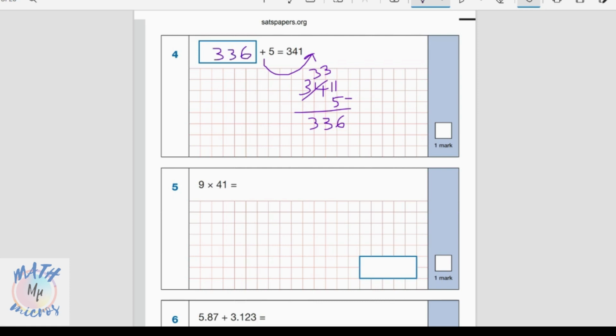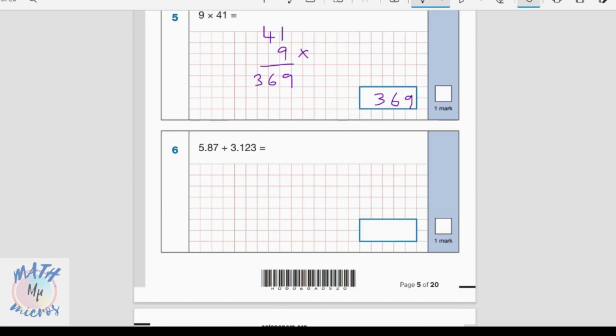Alright. Now the fifth question. 9 times 41 is equal to what? So this is the normal multiplication. 41 times 9. So 1 times 9 is 9 and 9 fours are 36. So the answer is 369.